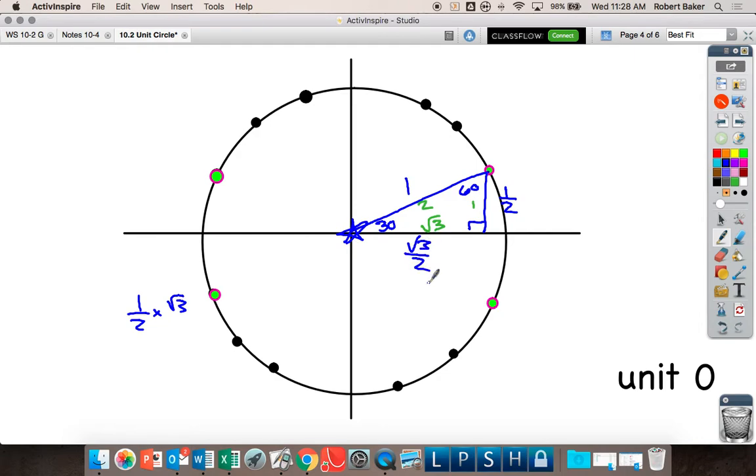Which just unleashes the actual coordinate location for that first dot. You go the square root of 3 over 2 to the right, which is like 0.85, and you go up 1/2.